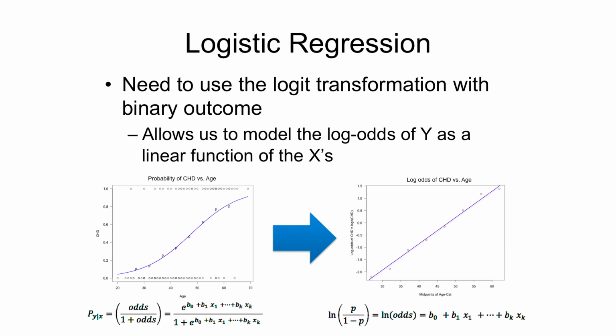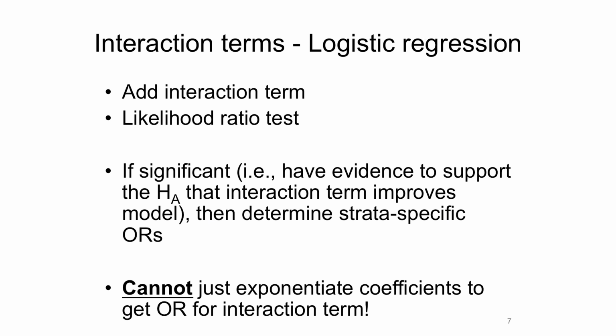So rather than modeling the probability of the outcome as a logistic function of the x's, we use the logit transformation, which allows us to model the log odds as a linear function of the x's. Recall that when we add interaction terms to a model, we're asking whether the effect of x1 on y varies or depends on a third variable, which is the effect modifier.